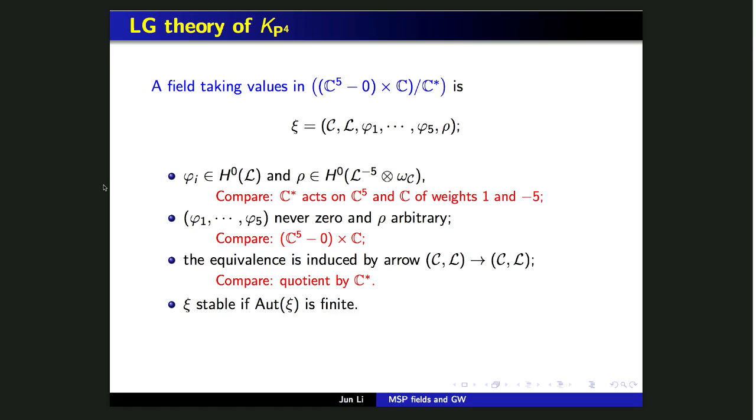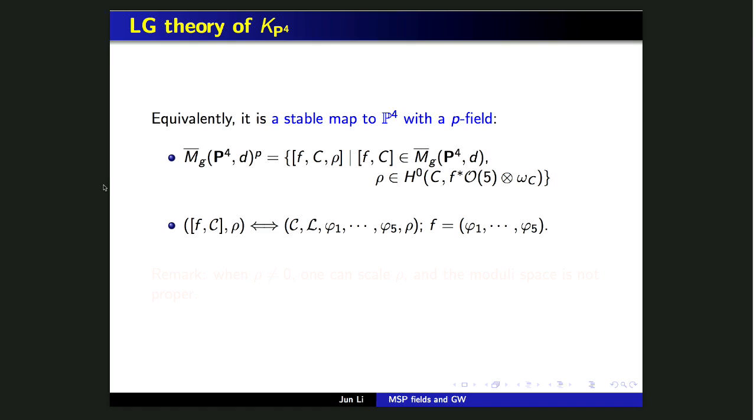If you think about it, this is kind of the old thing. If you have five sections, which are never zero, coming from a line bundle, then these five sections define a morphism, a map, from the curve to the projective space P4. Then C, L, plus phi give you the stable map f, and then you have an extra section rho.